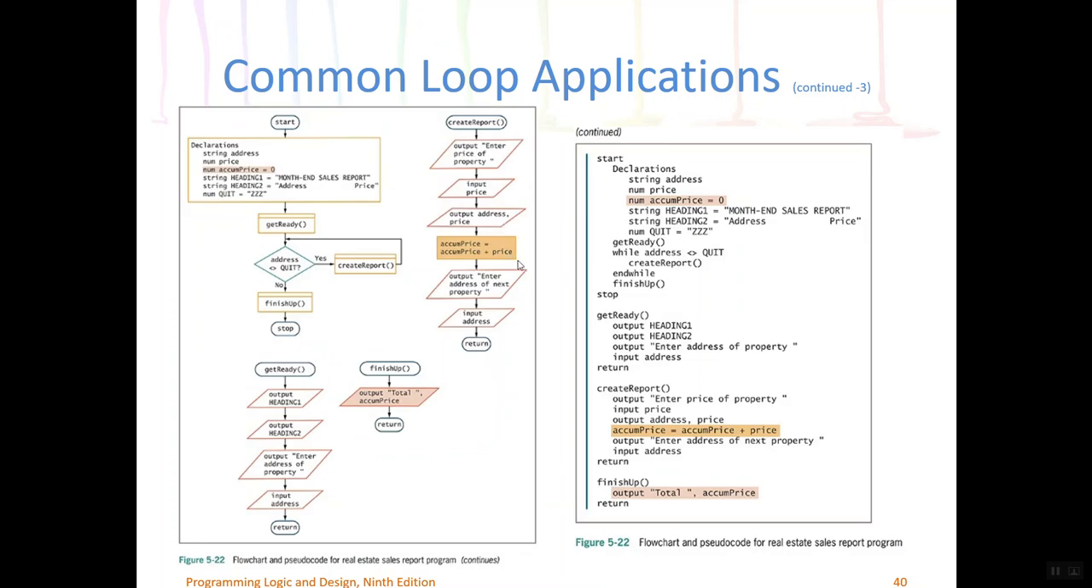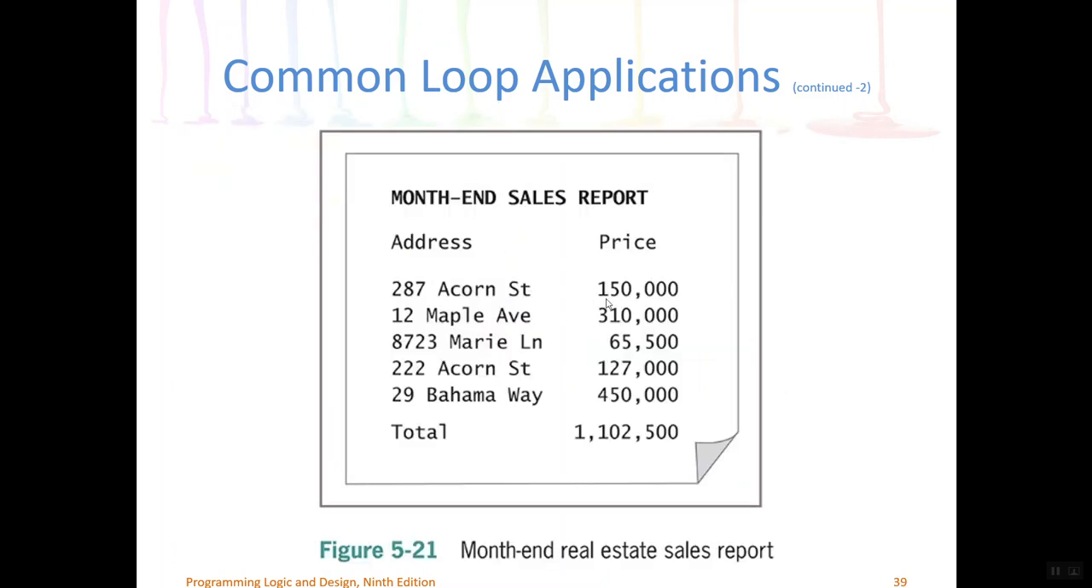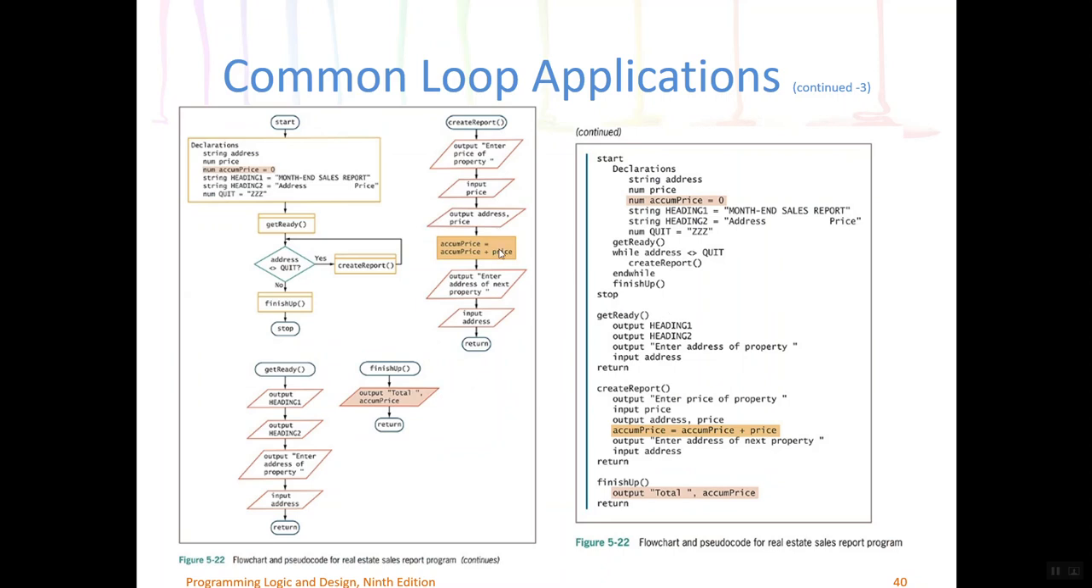The orange box is particularly interesting because this is the accumulator portion we were talking about. Accum price, if you look in the declaration blocks, started at 0. But here we're setting accum price equal to whatever it was before. The first time through, this will be 0, plus the price the user just gave us. So if the user gave us $150,000, in this step, accum price is updated to $150,000.